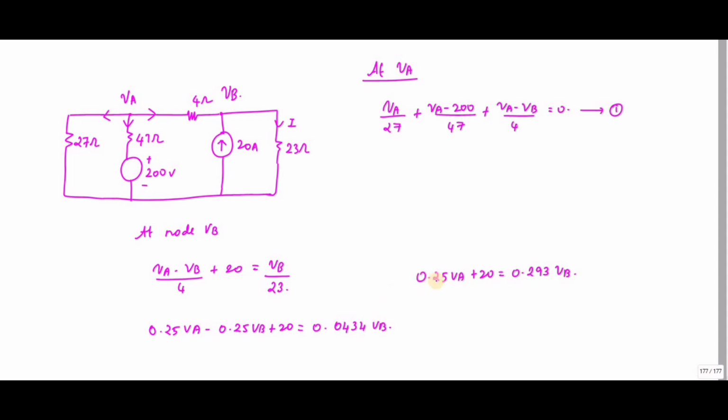So 0.25 VA is equal to 0.293 VB minus 20. What is 0.293 divided by 0.25? That is 1.172 VB, and 20 divided by 0.25 is 80.